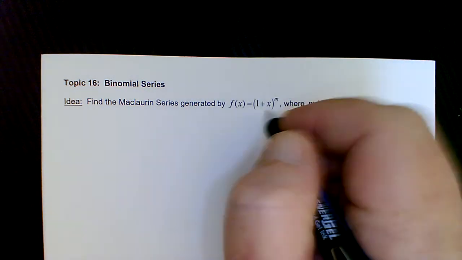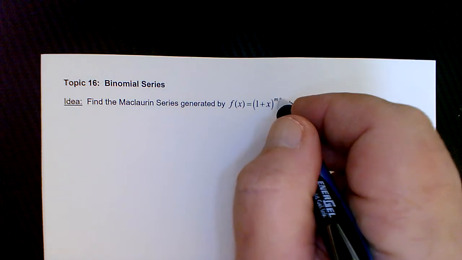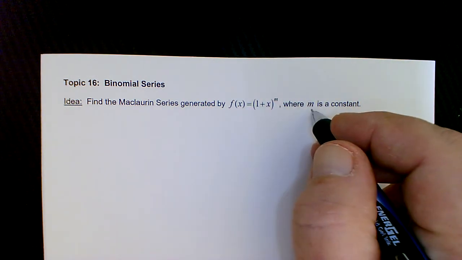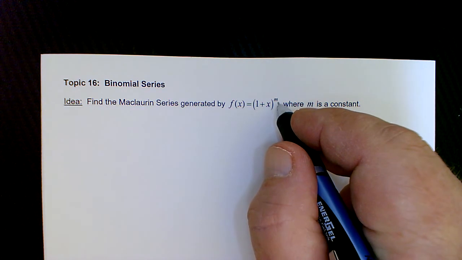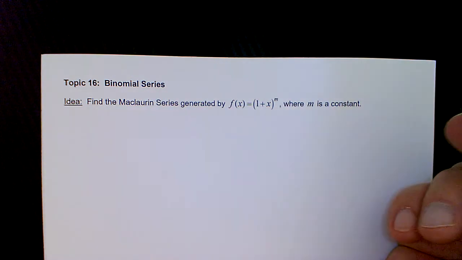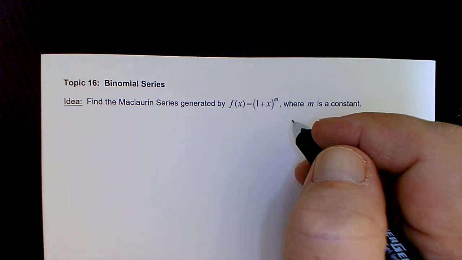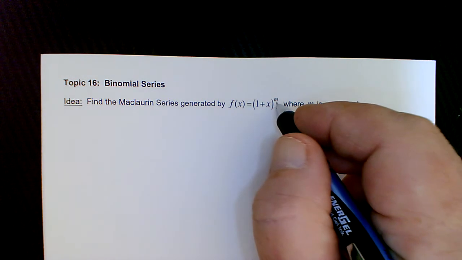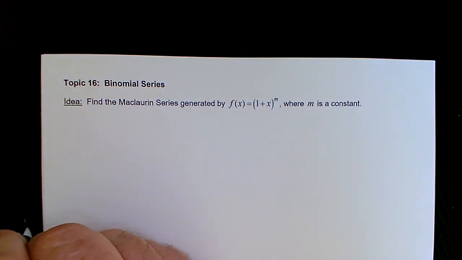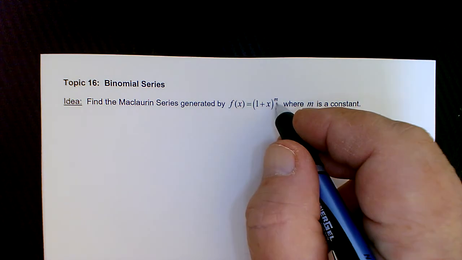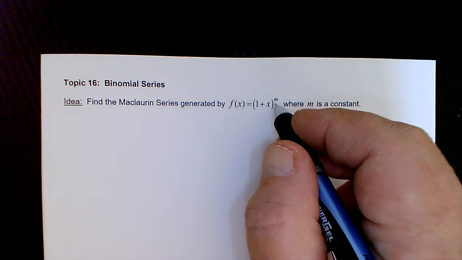The idea here: here's a binomial function, 1 plus x to the mth power, and we're saying m can be any constant. We know we could deal with it if m is a positive integer, for example 2, 3, 4, etc. We could use the binomial theorem and Pascal's triangle. But what if m were the 1/2 power? Then how do we deal with it?